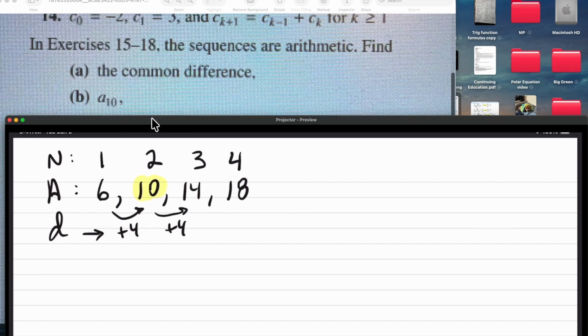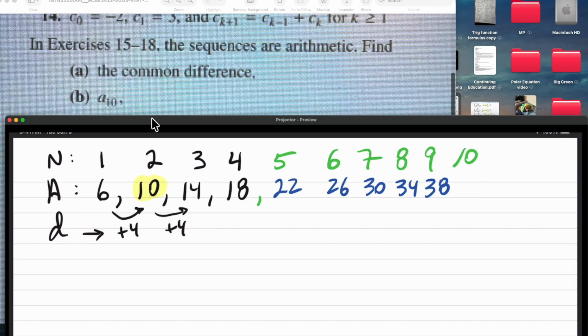So let's go ahead and get the answer in a non-elegant way. And that is just continue to move along. Okay, now we can't do this for practical purposes all the time. Let me just get our a value. So this will be plus 4, 22, 26, 30, 34, 38, 42. Okay, so we know ahead of time that the answer to this part of the problem, a sub 10, the value at position 10 is going to be 42.